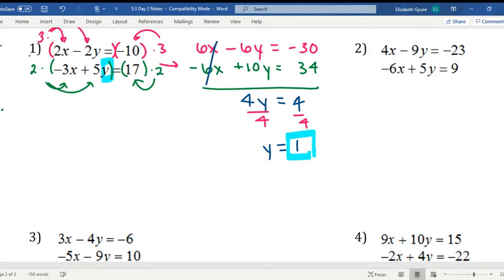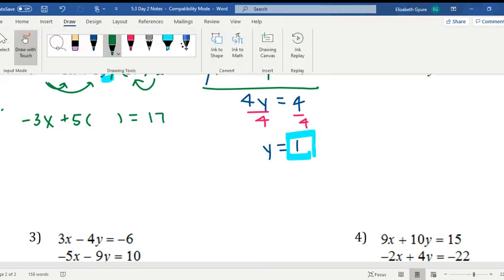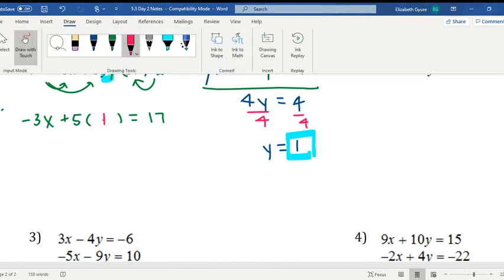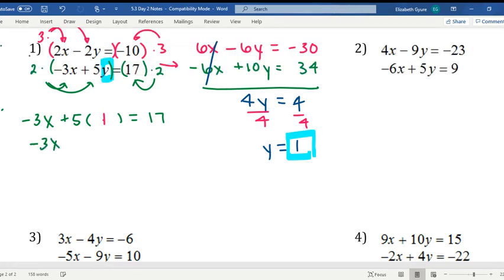That is going to give us negative 3x plus 5 times, and put your parentheses, equals 17. We're going to plug our y in there, which is 1. And now we are going to simplify. We're going to distribute first. So drop down your negative 3x. 5 times 1 is 5, equals 17.